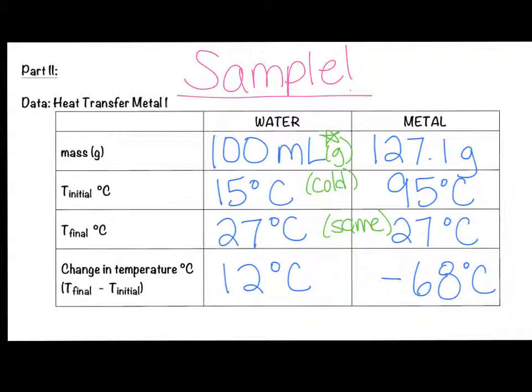Right here, in my change of temperature, I did my final minus my initial. Okay, final minus initial. This one is negative because my final temperature was colder than my initial temperature. You're always going to have a negative number whenever you're cooling something down. So, whenever you're cooling something, your delta T will always be negative.